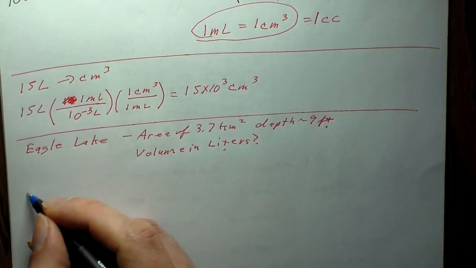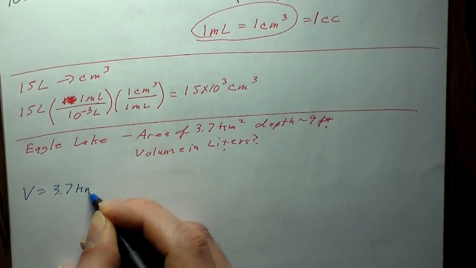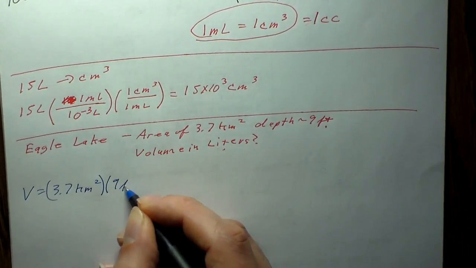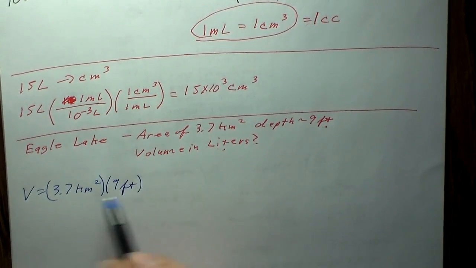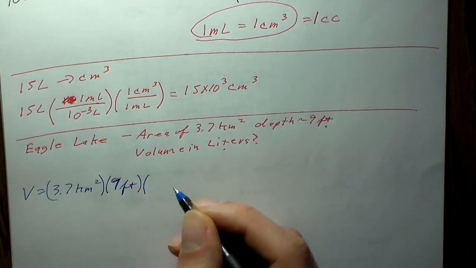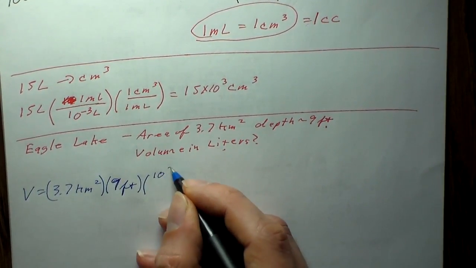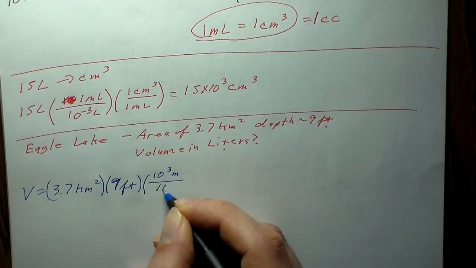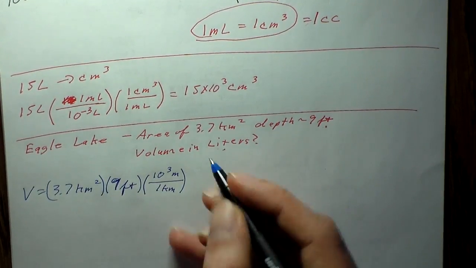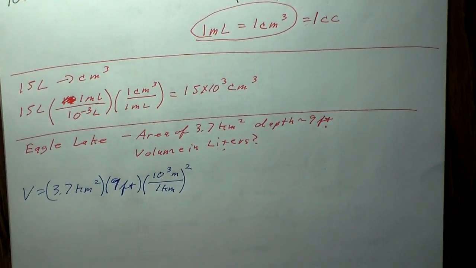All right, so our volume is going to be 3.7 square kilometers, and then we have our 9 feet. Even though they're different units, we can easily multiply them together. Now we know that when we're dealing with a kilometer, that's going to be 10 to the third meters per 1 kilometer. And notice here, this is square kilometers, so that's going to be squared. At this point I have square meters, so that's good.